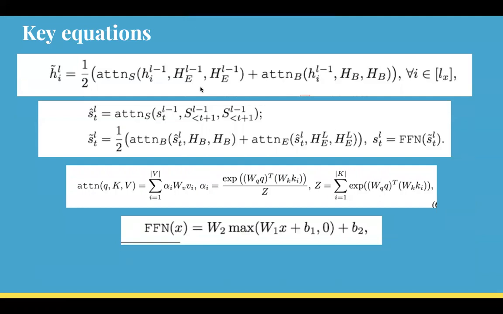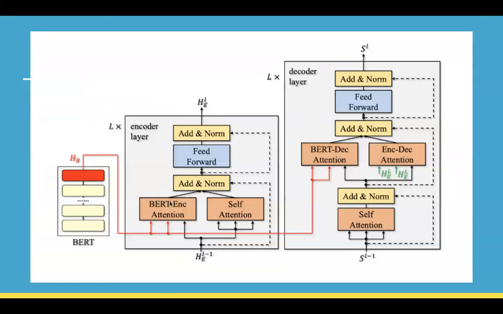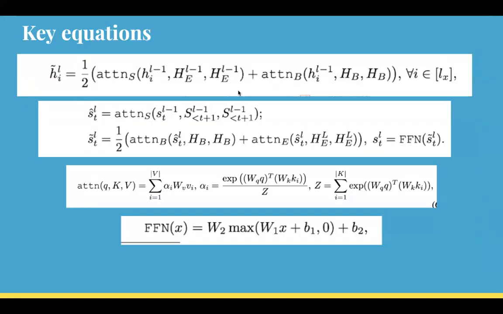In this first equation, we see that the first attention term is from the self-attention model, denoted by S, and the second is the BERT attention model. This is how the NMT model combines the input from these two attention mechanisms. As we can see, it's basically some sort of arithmetic mean of the two.